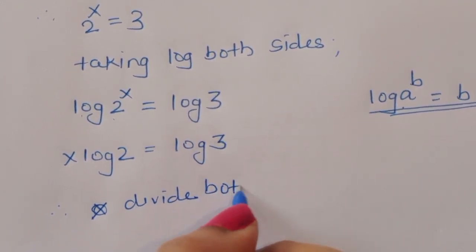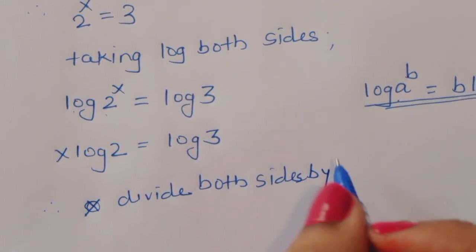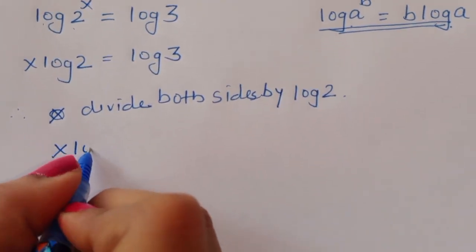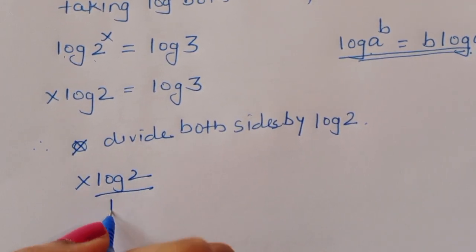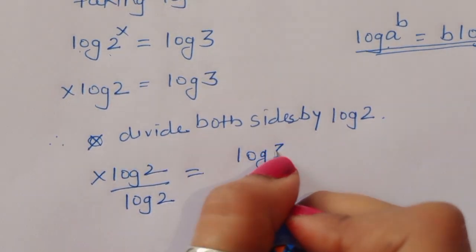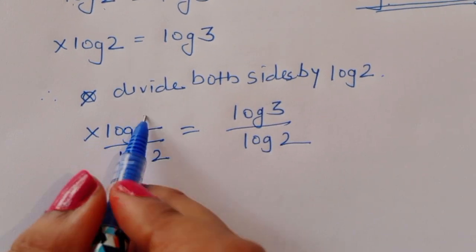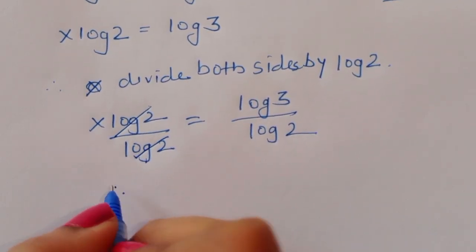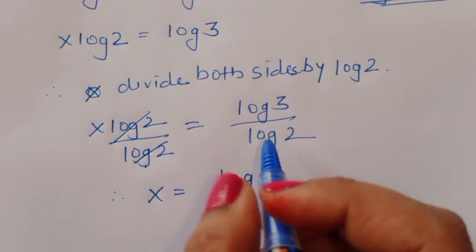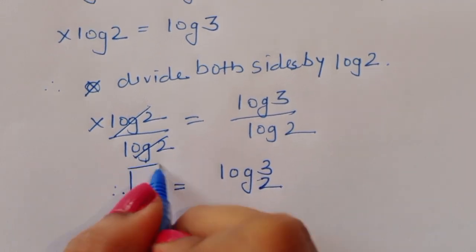Now we divide both sides by log 2. Then we get x log of 2 divided by log of 2 is equal to log of 3 divided by log of 2. So log of 2 cancels here, therefore x is equal to log of 3 to the base 2. This is the value of x.